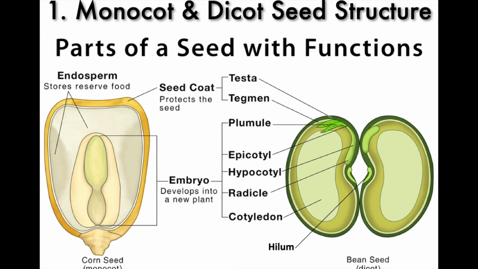So I'm going to have you label those. You can see the testa is the covering or seed coat. We're not going to talk about the tegmen. Then for the embryo, we have the plumule, epicotyl, hypocotyl, radicle, and cotyledon. And then at the bottom we have the hilum, which we just talked about. So we have the cotyledon, or that endosperm containing the food storage. You're going to use this diagram to label your seeds and be responsible for that content.